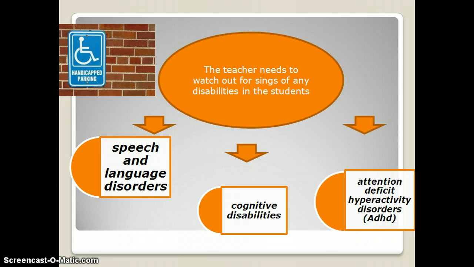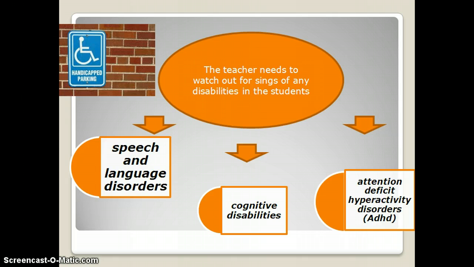There are always other disorders and other disabilities, like speech and language disorders. Well, this is easy to find out because with a student with a speech and language disorder, it is easy to understand he has that disorder. Then there are cognitive disorders. This is a little bit harder because this is where a student can't figure out what he's doing, doesn't know what he's doing.